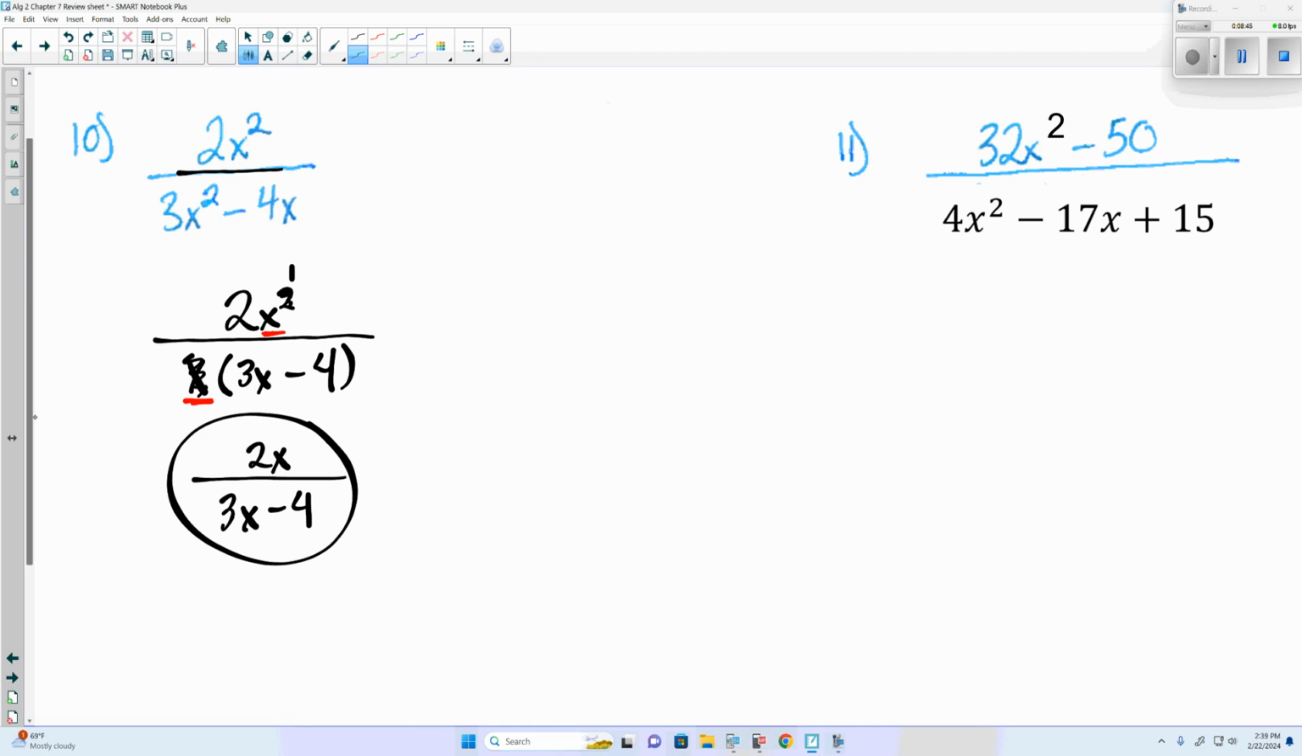Let's look at the next one, number 11. Again, first thing we should be looking for is the greatest common factor. Is there a greatest common factor in the numerator?